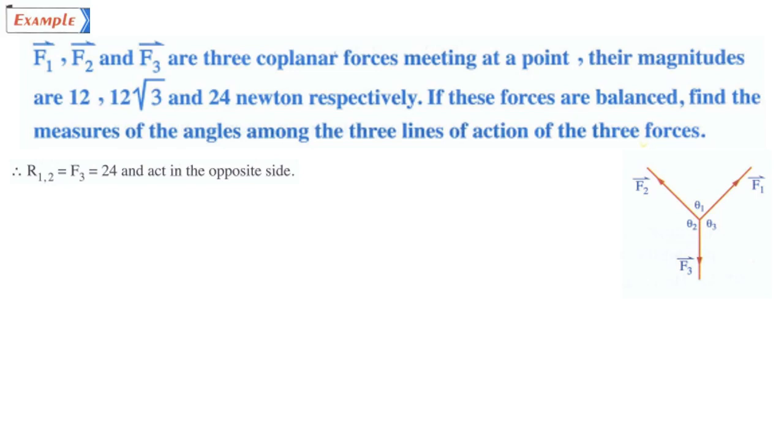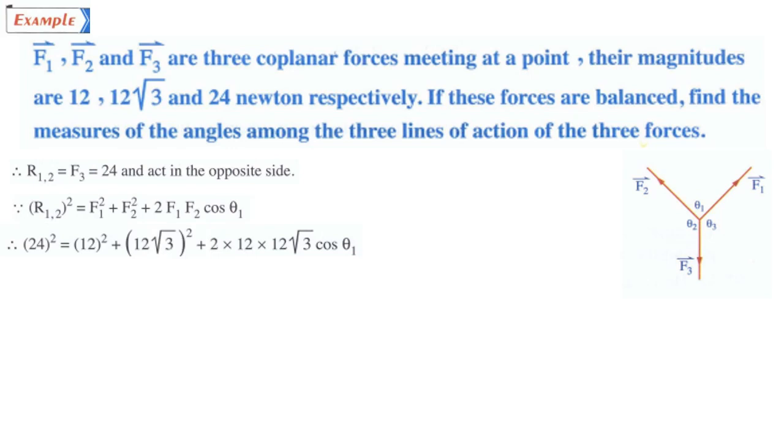First, the resultant of F1 and F2 is equal to F3, which is 24. We can apply the rule of the resultant of two forces that we studied in the last lesson. R squared equals F1 squared plus F2 squared plus 2 F1 F2 cosine theta 1. We know that R is 24, F1 is 12, F2 is 12 root 3, and applying this rule, we can find theta 1 is equal to 90.